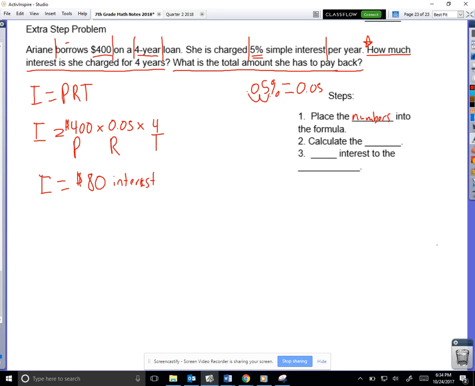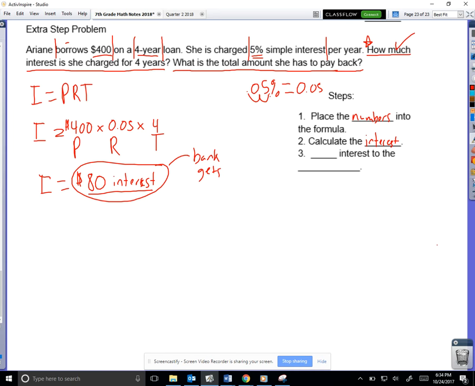This is the money that the bank gets right there, the $80. So we just did step number 2. We calculated the interest, and we answered this question right here: how much interest is she charged for 4 years? She's charged $80 interest. The next question: what is the total amount she has to pay back?